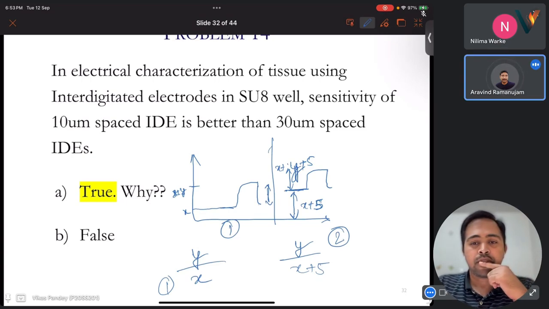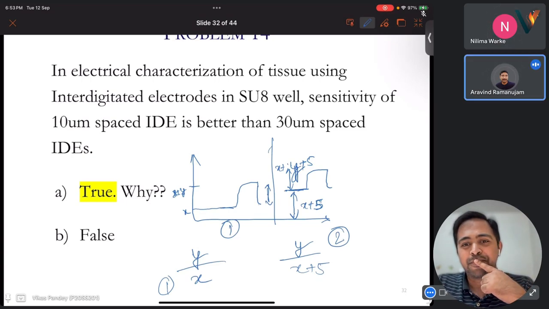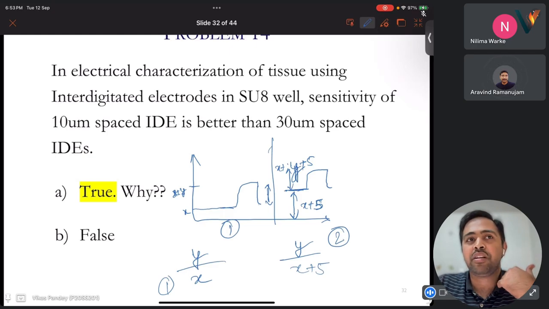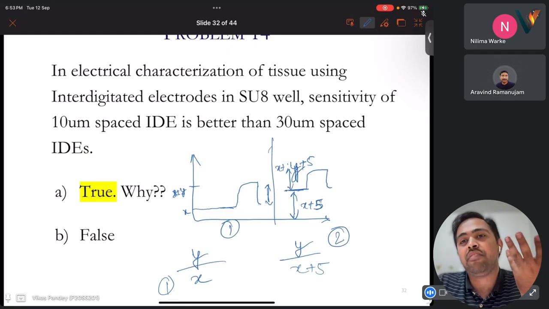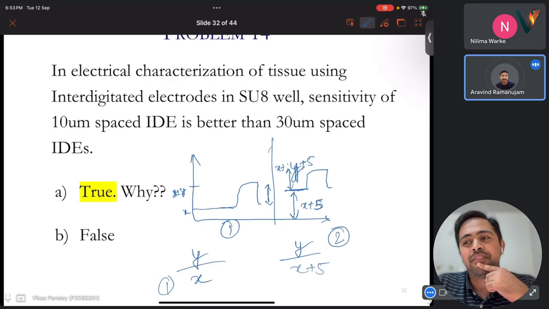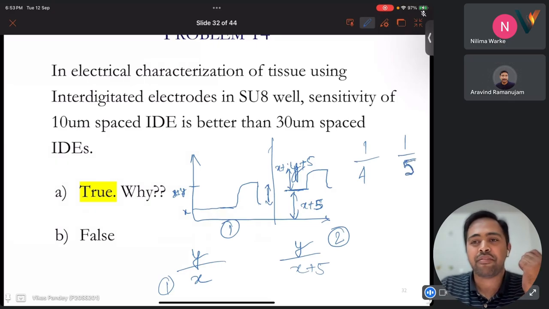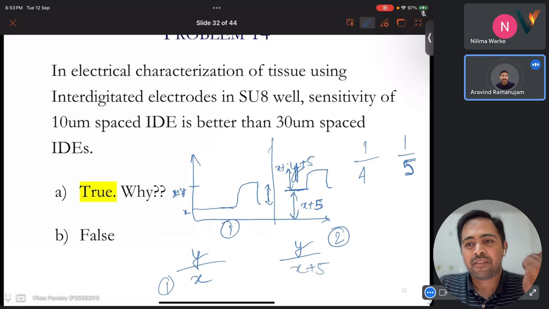Yes, sir. The second one will be higher. Yes, sir, high sensitivity. How? If the denominator is more, the value will be less. The same numerator, but the denominator is more, so we are dividing it with a higher value, so it will become smaller. Like if we have 1 upon 4 and 1 upon 5, which one is higher, 1 upon 4 or 1 upon 5? Yes, sir, I understood.